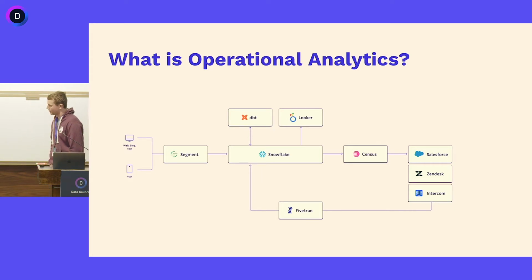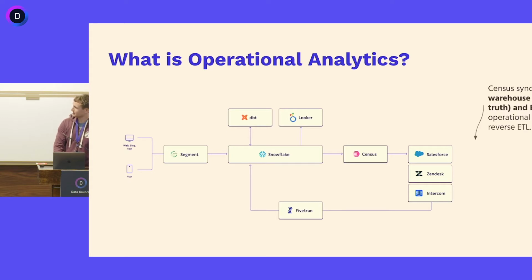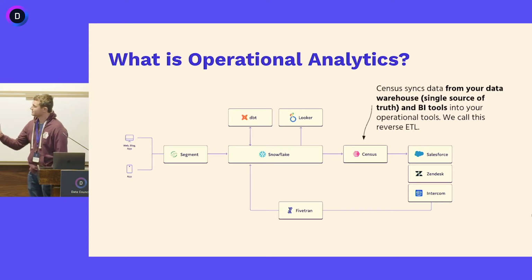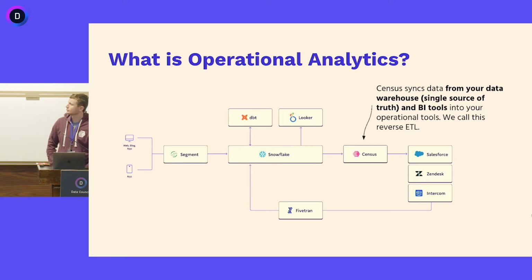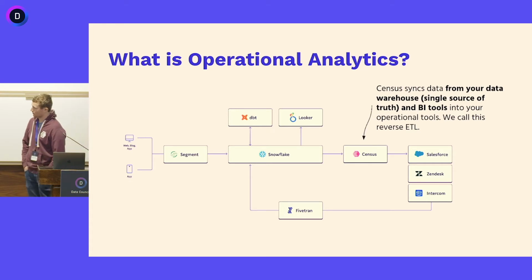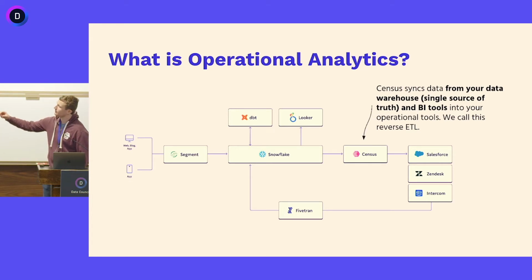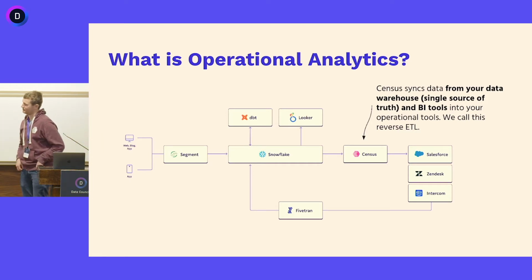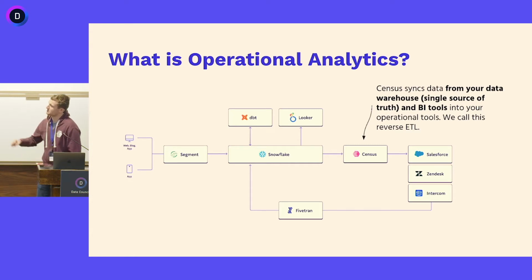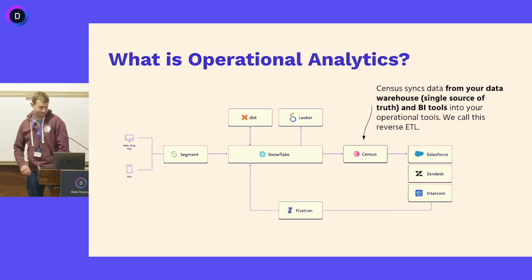Connectivity is a super important part. Census syncs that data from your single source of truth and from your BI tools into your operational tools. In this overall architecture, you have Fivetran as that ELT spoking into the hub. You have Segment also handling event ingest, spoking in. dbt is a layer within your hub. And then Census is the spoke out into your business tools.